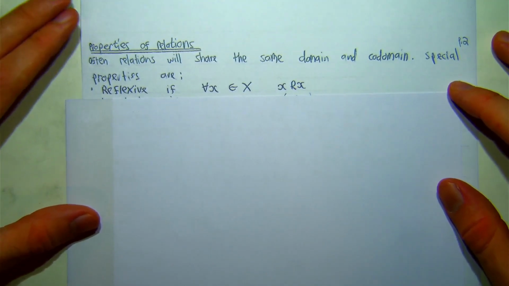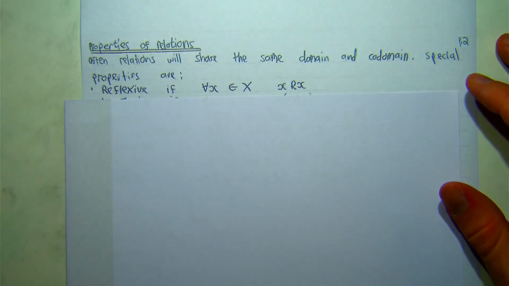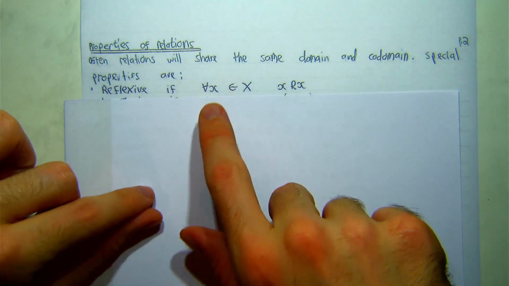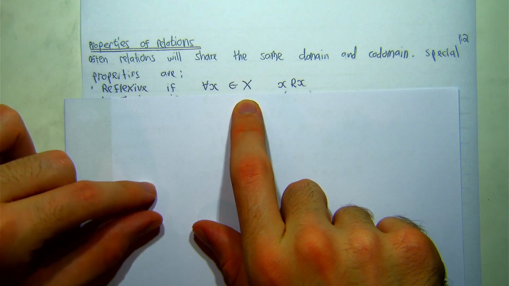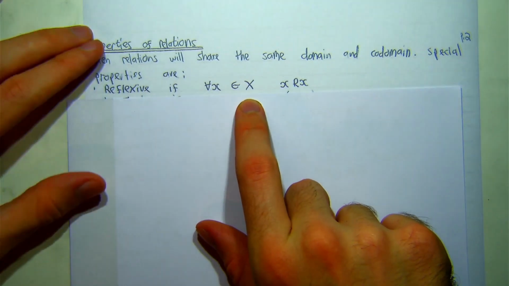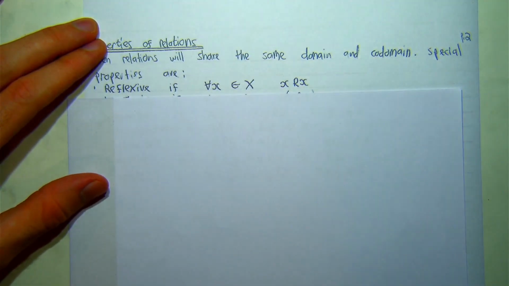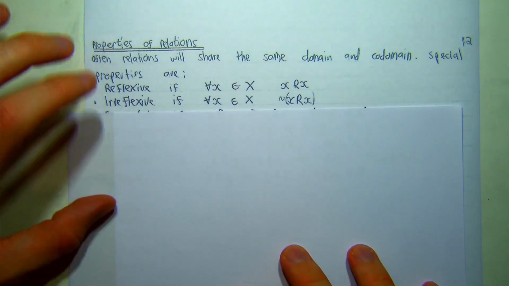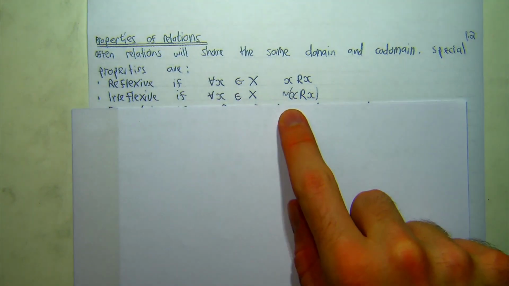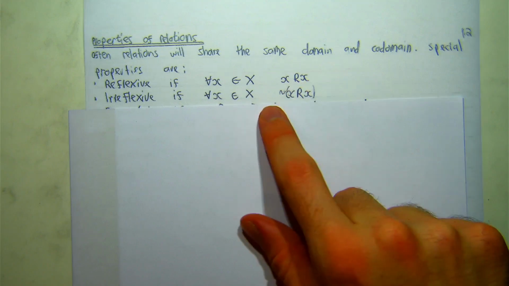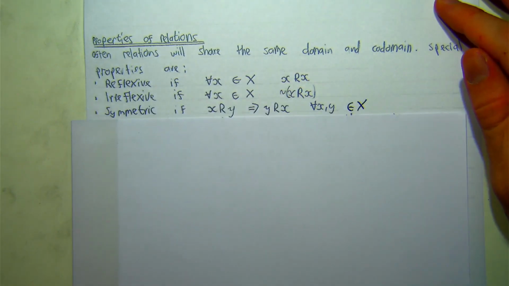Reflexive, that is a relationship property where every element in your domain relates to itself. That's it. It relates to itself. Irreflexive is the complete opposite of that. Every element in the domain does not relate to itself. It's not saying that there exists some that doesn't relate to itself. It's saying that none of them do.